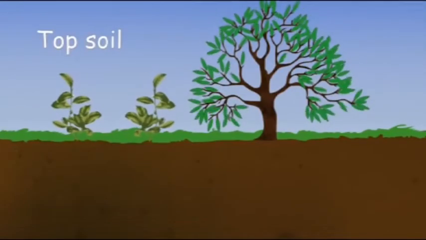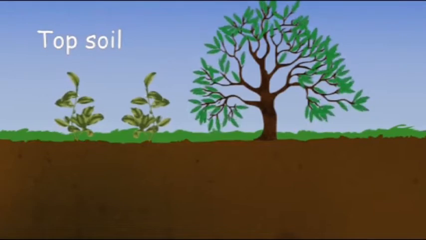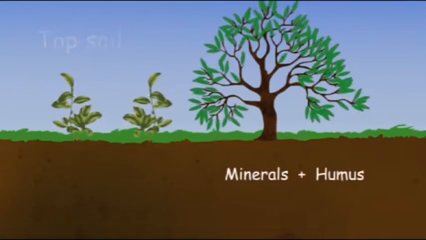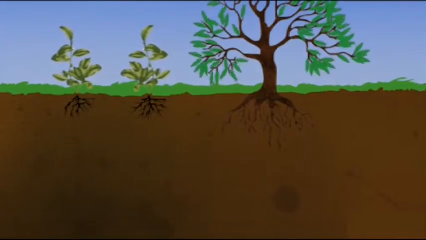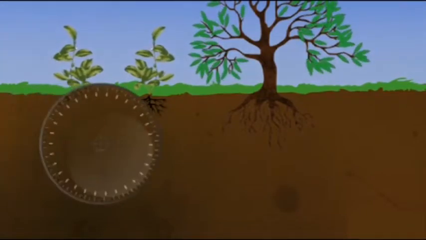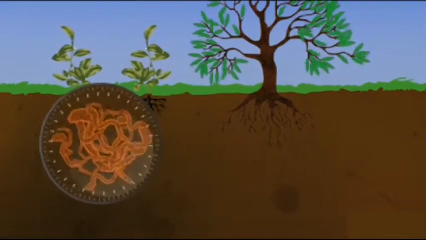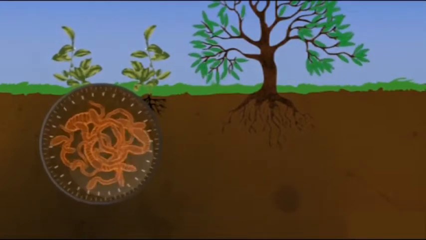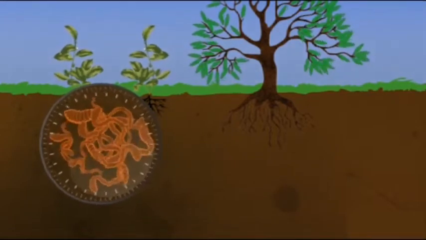Topsoil. It is the most useful part of the soil. It is dark in color because it is rich in minerals and humus. Plant roots also grow in the topsoil. Many living things like insects, worms, bacteria and rodents live in the topsoil. It contains the decayed remains of dead plants and animals which forms humus. Humus makes the topsoil very fertile.